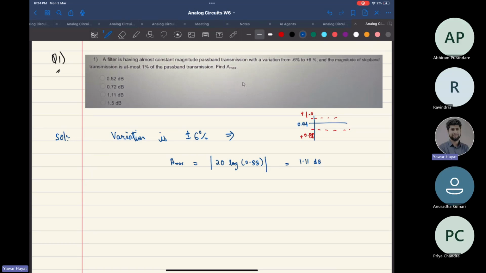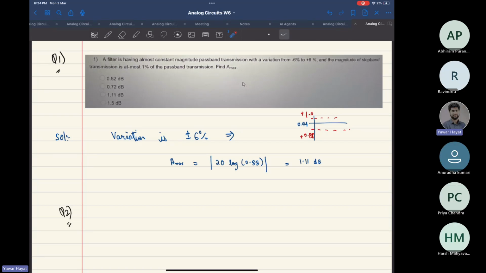So now for question two. Suppose that you again have a filter that has almost constant magnitude with the passband transmission having the same variation, plus minus 6%. And the magnitude of the stop band transmission is at most, say, 1% of the passband transmission. Then what would be A minimum? You found A max for the previous one. In question two, the problem is to find A minimum. How much is A minimum?